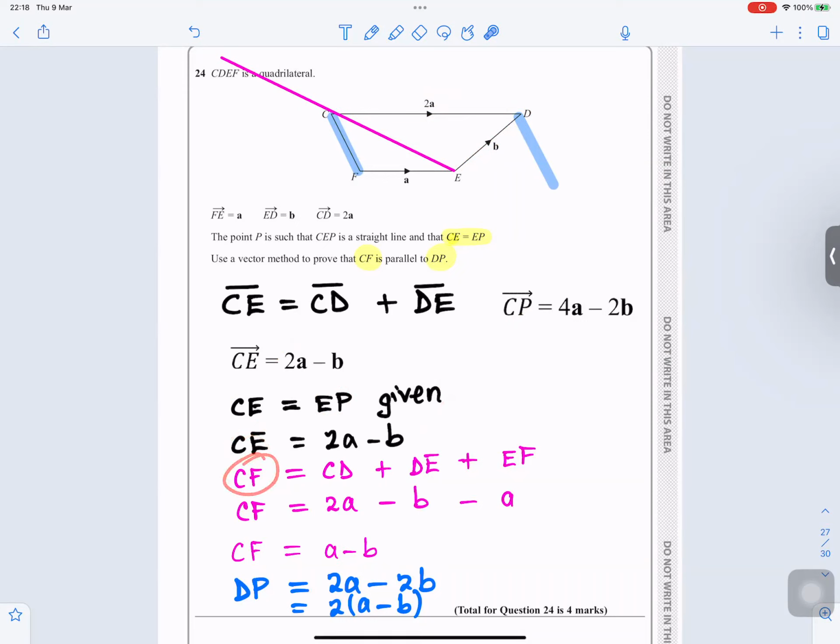CF is equal to CD plus DE plus EF. So 2A minus B minus A, and CF is A minus B. And DP is 2A minus 2B, which you factorize: 2 bracket A minus B. And they are parallel. One is A minus B, one is 2 times A minus B. One is a multiple of the other one. So they are parallel.